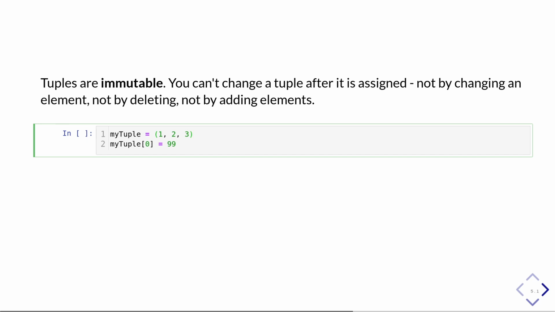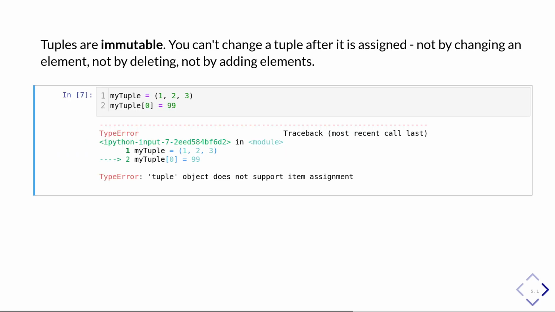So on line 1, I'm recreating my tuple, which has the elements 1, 2, and 3. And on line 2, we'll try to change the element in position 0. And this is going to give us an error. When I run it, it tells me there is a type error: tuple object does not support item assignment. That means that you can't change a particular item inside a tuple after you've created the tuple. This property is called immutability.